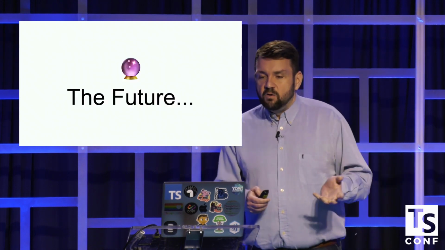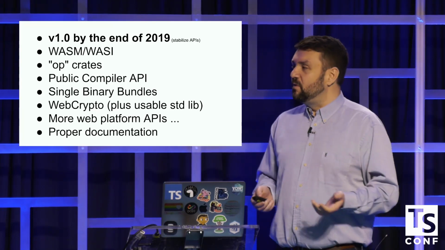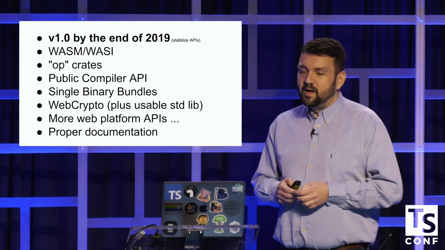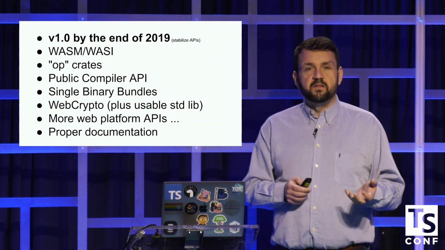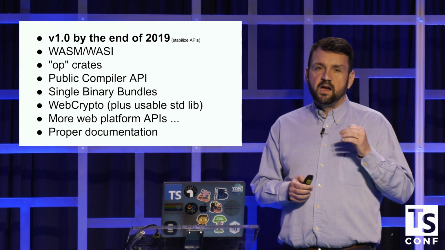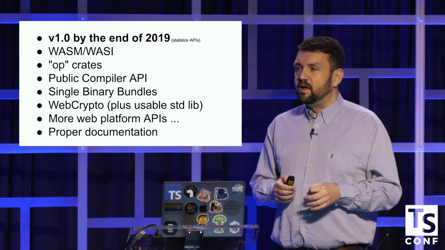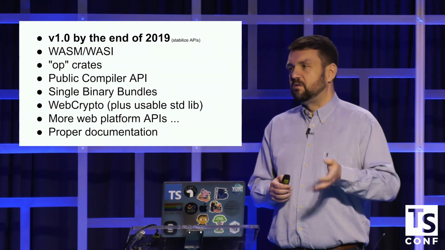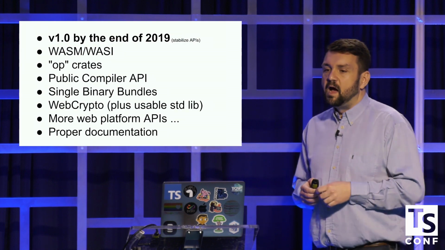So what does the future hold? We're going to try to get 1.0 by the end of the year. So I think we're looking at stabilizing a lot of the APIs, and at least trying to get to a consistent set of APIs so that people can author Deno code and have confidence that it's going to work in the next version. We do breaking changes all the time at the moment.